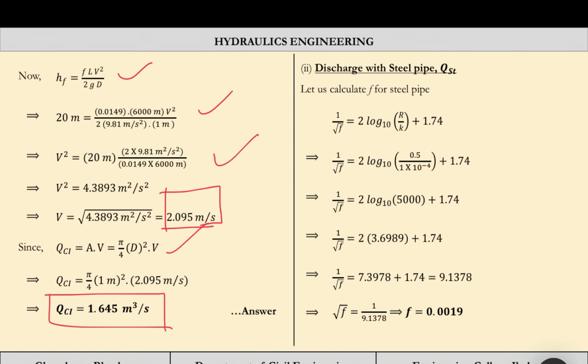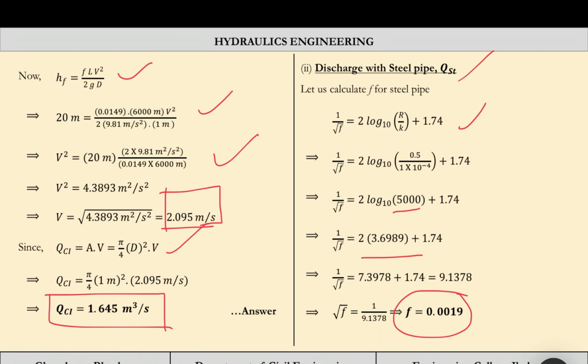Now let us see the discharge with steel pipe. Same procedure we have to follow. First we want to calculate f value. So R is given as 0.5, K is 1 into 10 to the power minus 4, and this will become 5000. Log of 5000 is 3.6989, and finally you will get the value of f as 0.0019.